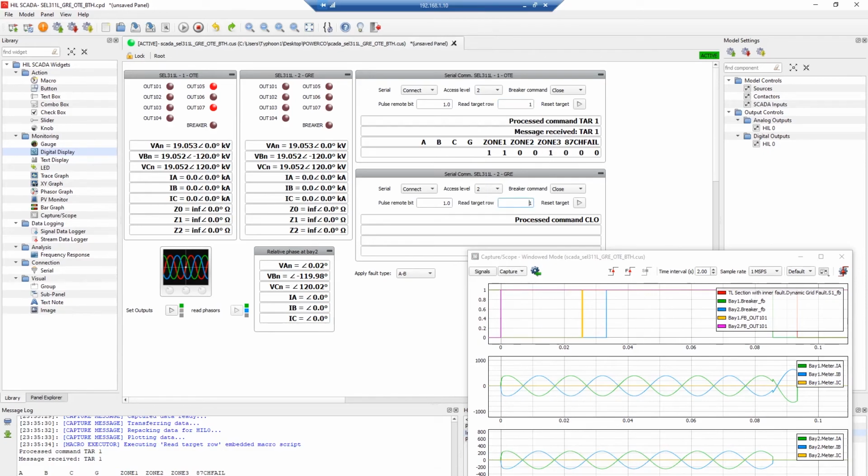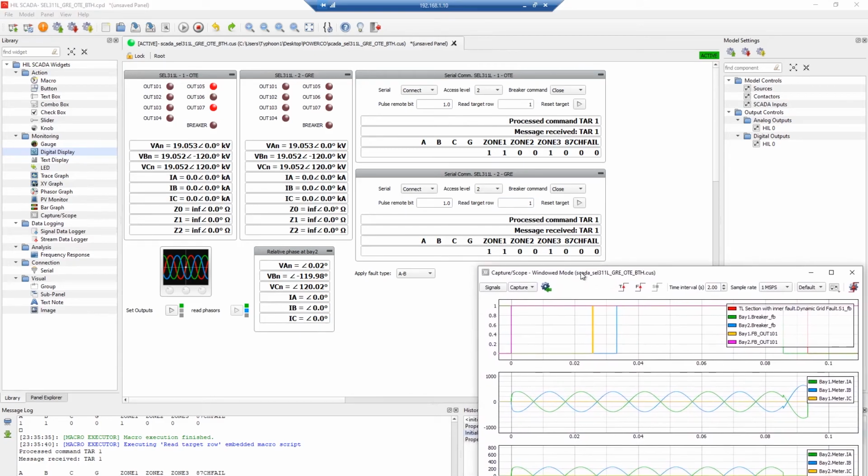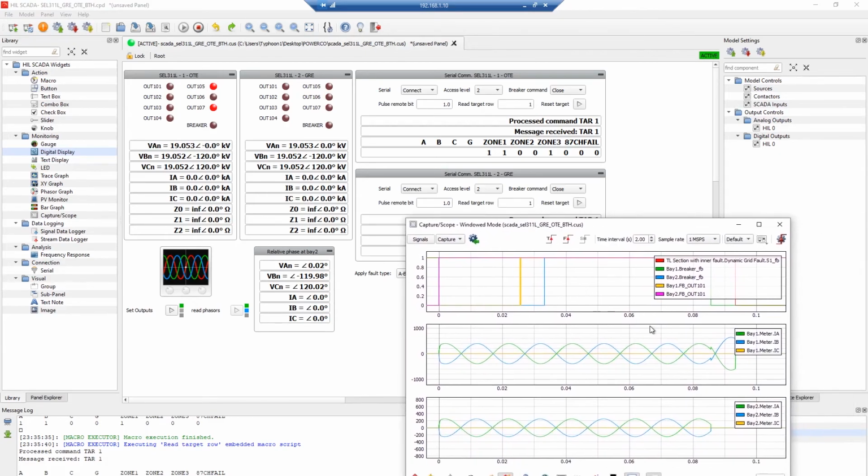So the relay on bay 1 saw a fault between phases A and B as expected, and understood that this fault was now inside zone 1, which is the case since the fault is at 50%. Relay number 2 understood the very same, so they're operating in sync. We can see here on our capture that the relays had some delay between themselves in terms of operation. One operated before the other.